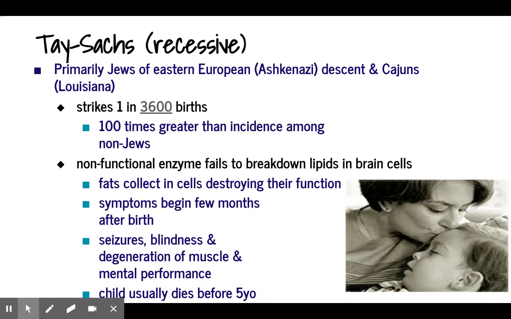Individuals born with Tay-Sachs have a non-functioning enzyme that does not break down lipids, or fats, in the brain. So the fats collect in the cells, which then destroy brain function. Symptoms begin a few months after birth. These children have seizures, they become blind, their muscles degenerate, and they mentally just start going downhill. This is a fatal disorder, so children born with it die before the age of 5.